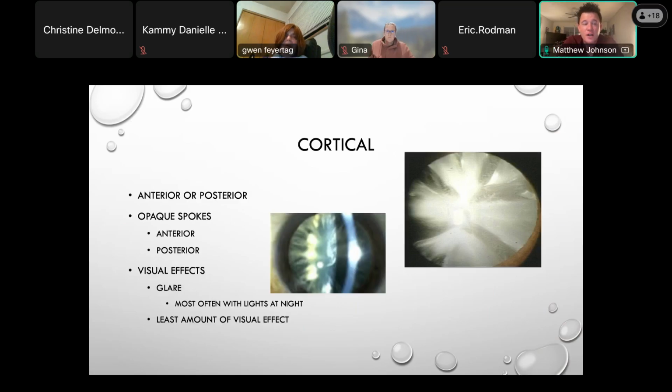Next up, we have cortical. Cortical is another type of cataract. Rather than the nuclear sclerosis where we get this clouding, cortical looks more like spokes of a bike. You can have spokes in the front, the back, so anterior, posterior. This one is really the heavy hitter for glare. It's not a lot of visual degradation in acuity or quality of vision, but you literally get more glare. Therefore, a lot of problems with night driving and things like that. But again, it has the least amount of visual effect because it's just more glare. Daytime, it's fine unless you're in a really bright room or something like that.